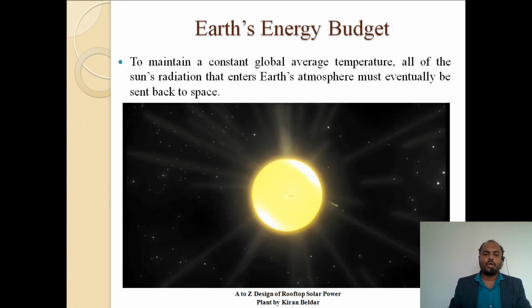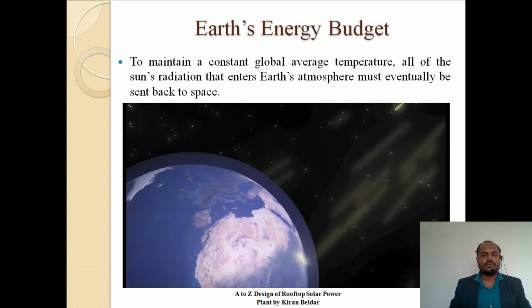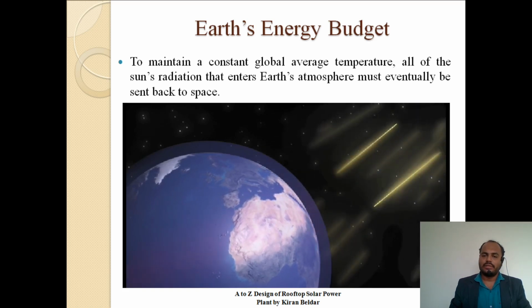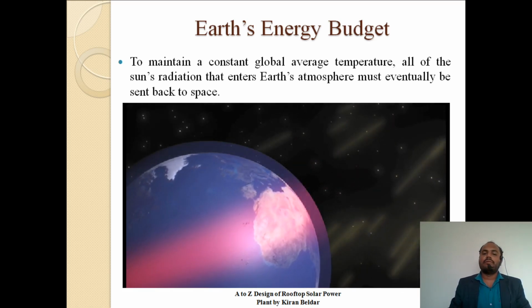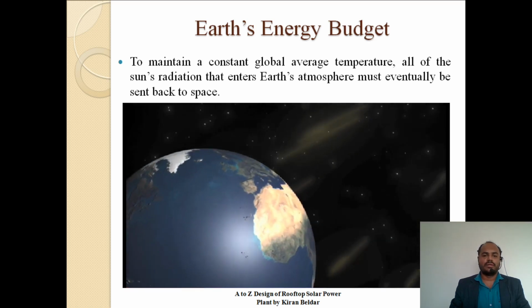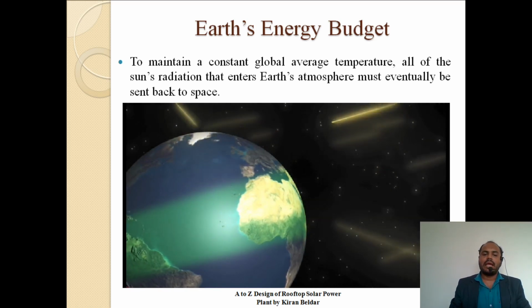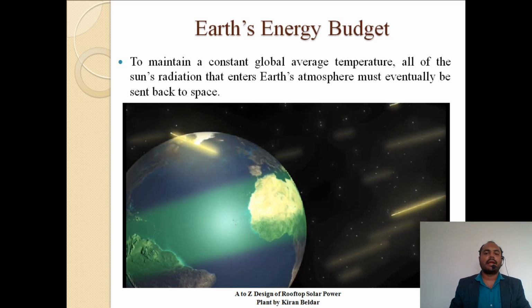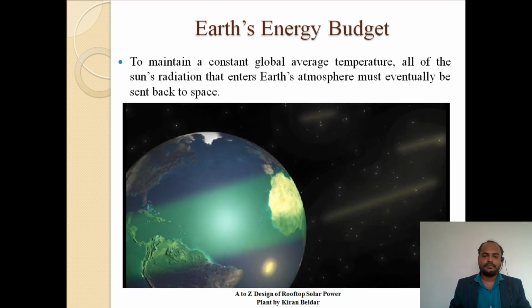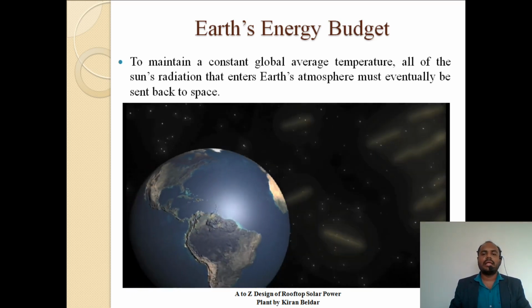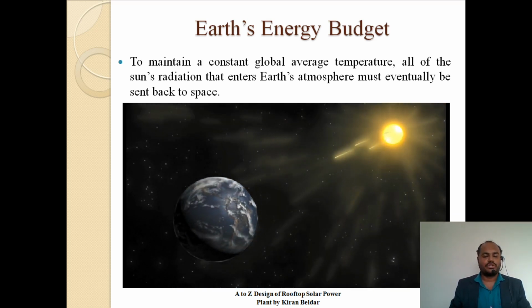Earth's energy budget. To maintain a constant global average temperature, all of the sun's radiation that enters the Earth's atmosphere must eventually be sent back to space. We know that of the sun's radiation falling over the Earth, some is absorbed by the surface and the sea, some is reflected back to space, and some is absorbed by the clouds. This radiation reflection and absorption is very important to maintain the global average temperature of Earth.